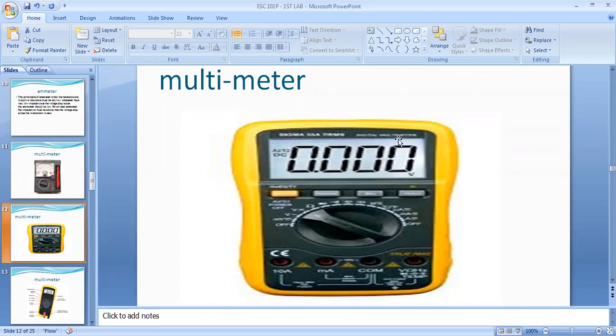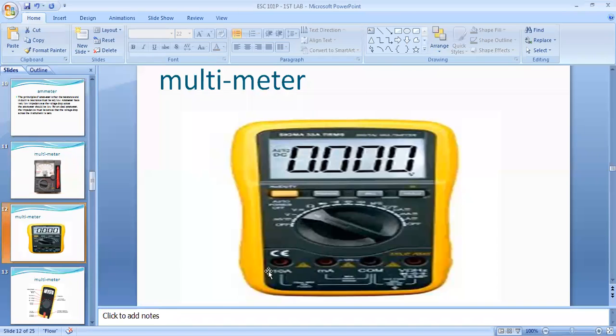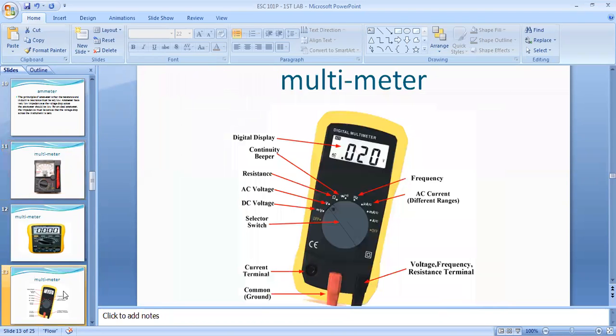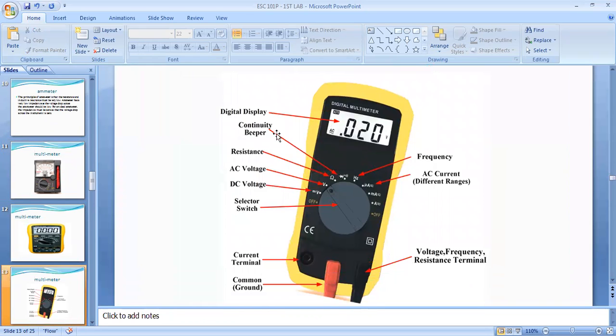This is the digital multimeter. This is the analog multimeter. And now this is the digital multimeter. This is also a digital multimeter. In this picture, you can clearly see the digital display. At the bottom of the digital display, you can clearly see the continuity beeper. In this particular position, you can check the continuity test.